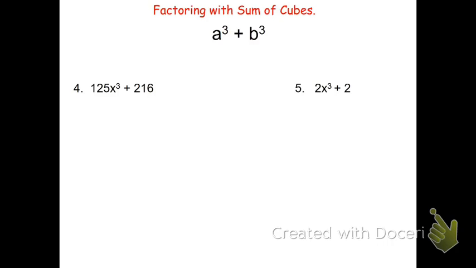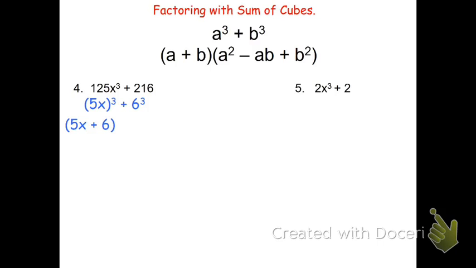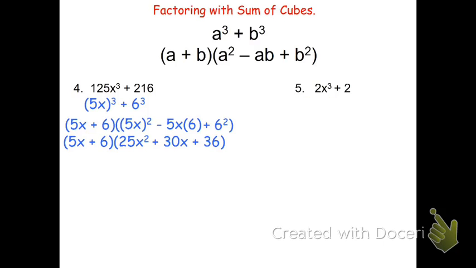All right, hopefully you had a chance to work these ones out. I encourage you to rewrite these as the cubes. 125x cubed is really the quantity 5x cubed, and the 216 is really the quantity 6 cubed. So rewriting this into the factored form, it'd be 5x plus 6 times the quantity 5x squared minus the 6 times 5x plus 6 squared. Simplifying this one, we would get the quantity 5x plus 6 times the quantity 25x squared minus 30x plus 36.